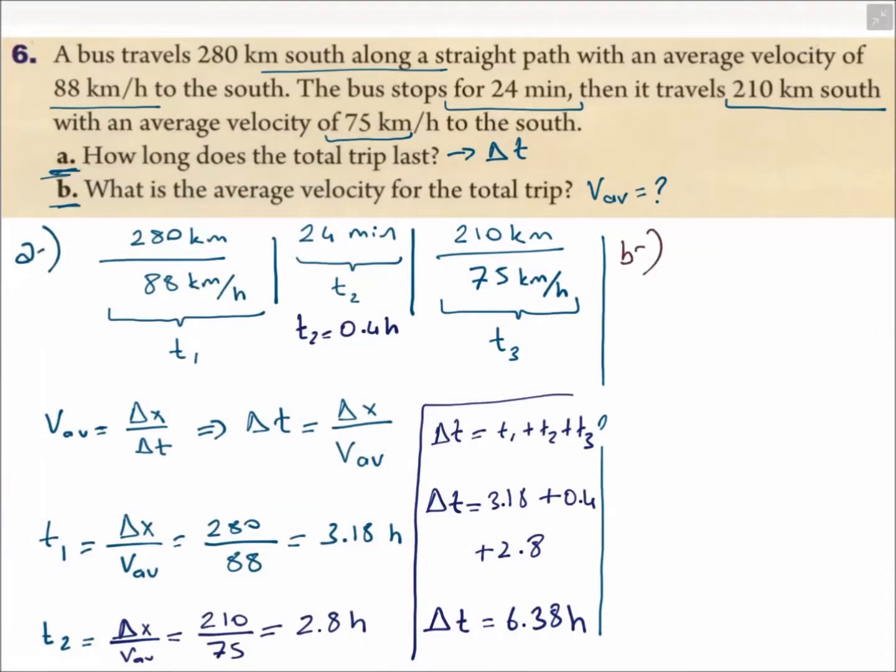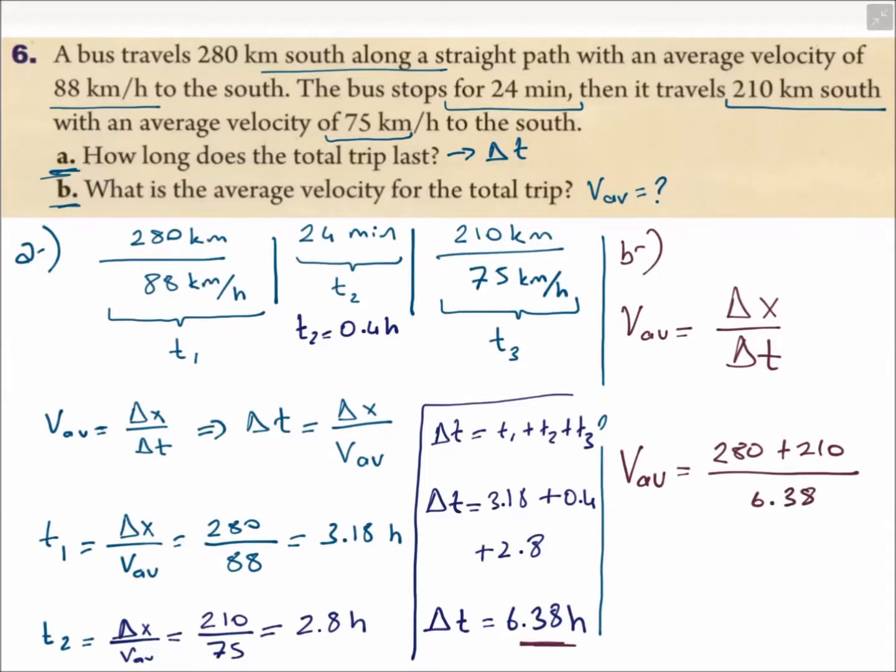At the B it's asking what is average velocity. V average equals delta x over delta t. Now I'm going to substitute the given. All the total way is the sum of the 280 plus 210. And the delta t as we calculated is 6.38. So V average is going to be 76.80 kilometers per hour.